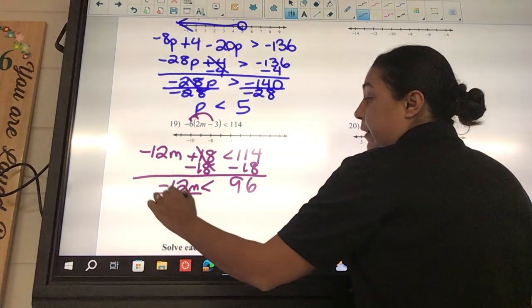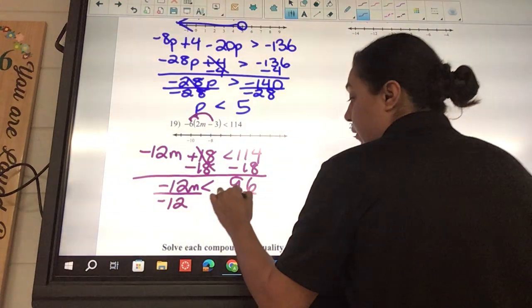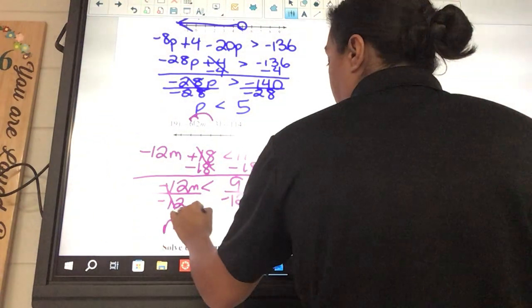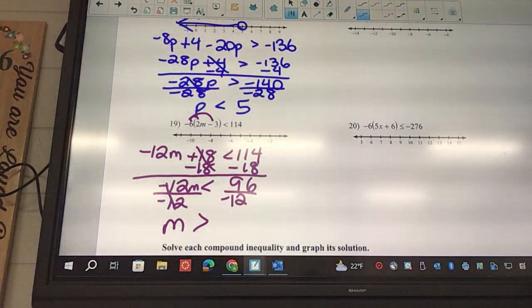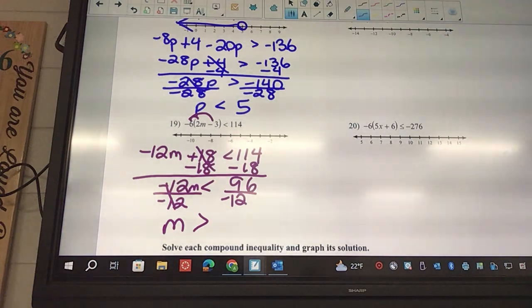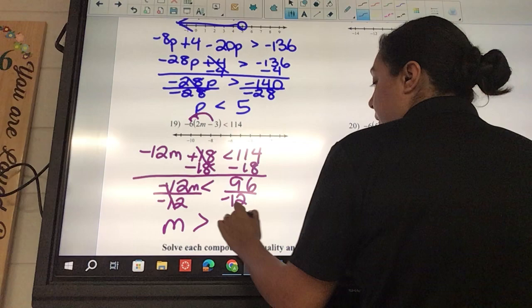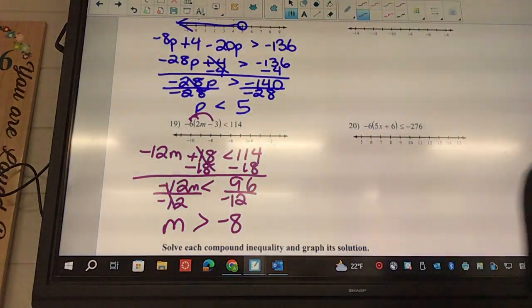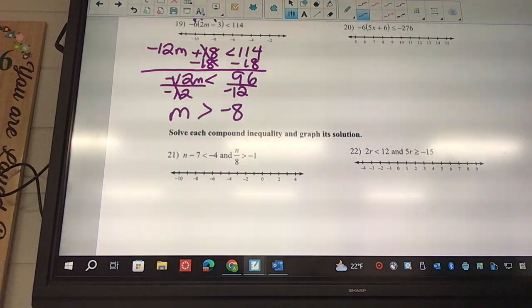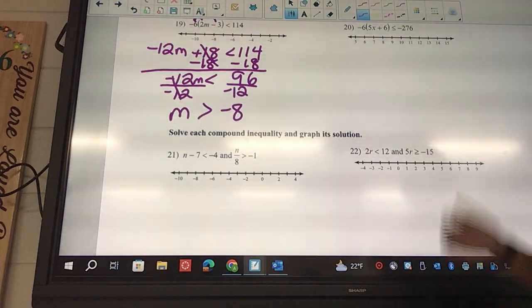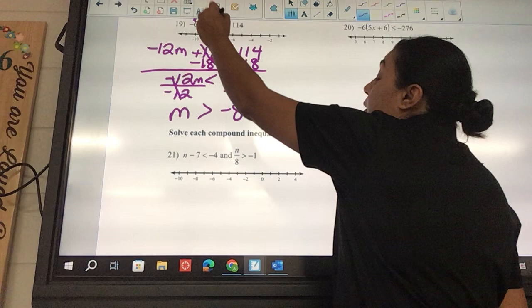Okay, and then we're going to divide by -12. And don't forget to flip. What is 96 divided by -12? -8. Okay, is that going to be open or closed? Open. Going which way? Right.